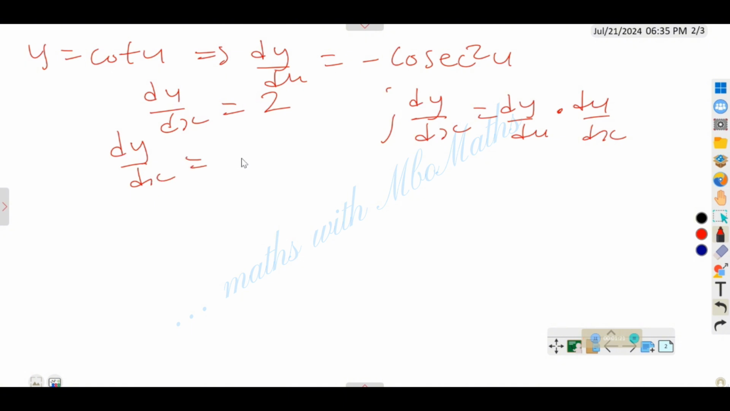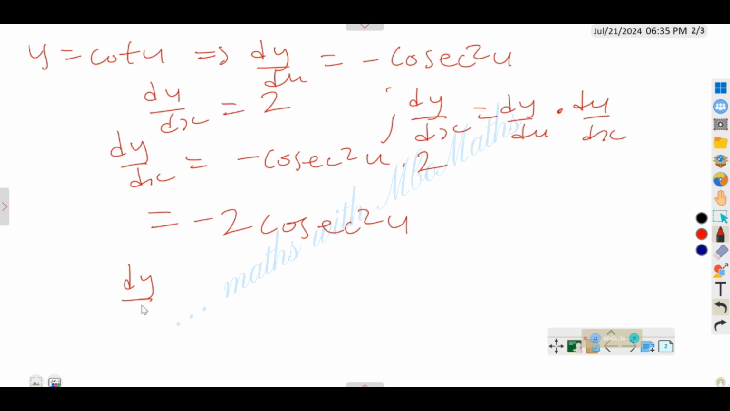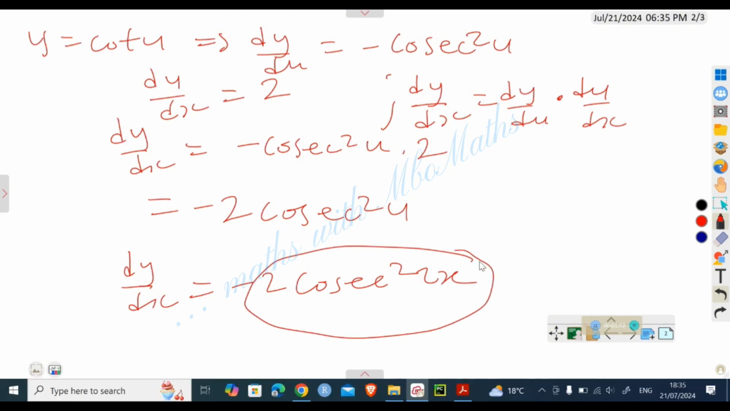So what's our dy/du? Minus cosec squared u times du/ds, which is 2, which gives us minus 2 cosec squared u. But remember that u is equal to 2s, therefore dy/ds will give us minus 2 cosec squared 2s. Take note of this function. We're going to be applying it in the differentiation. So let's now solve the problem.